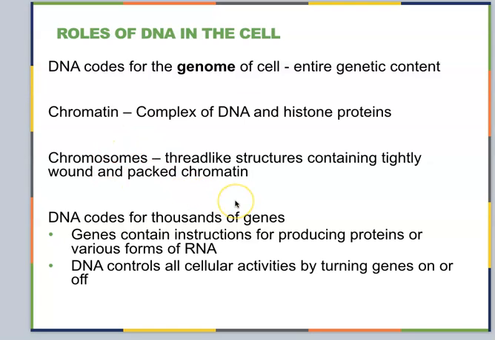DNA codes for thousands of genes. We're talking a minimum, if we think just about the human genome, right? Just the human genome. Human genome has, let's just say, 24,000 genes, right? And let's just imagine each gene is responsible for storing the information for one protein. So that would mean that you have about 24,000 proteins, but it doesn't work like that.